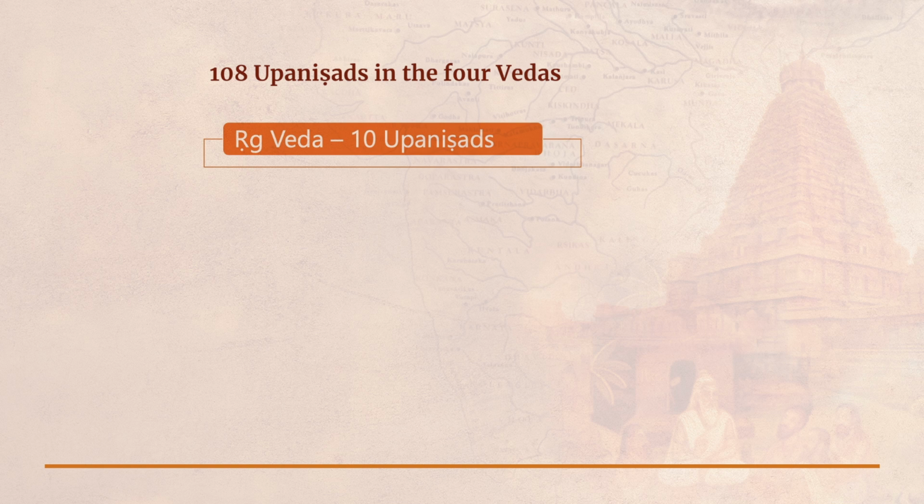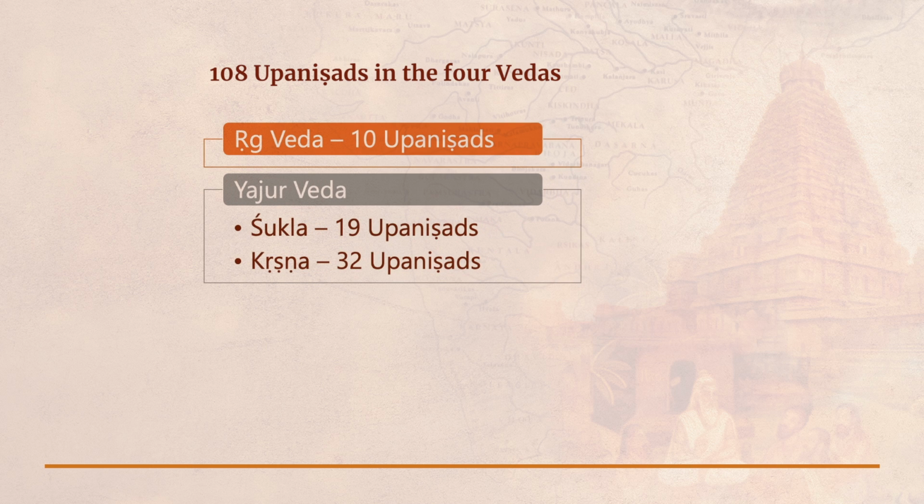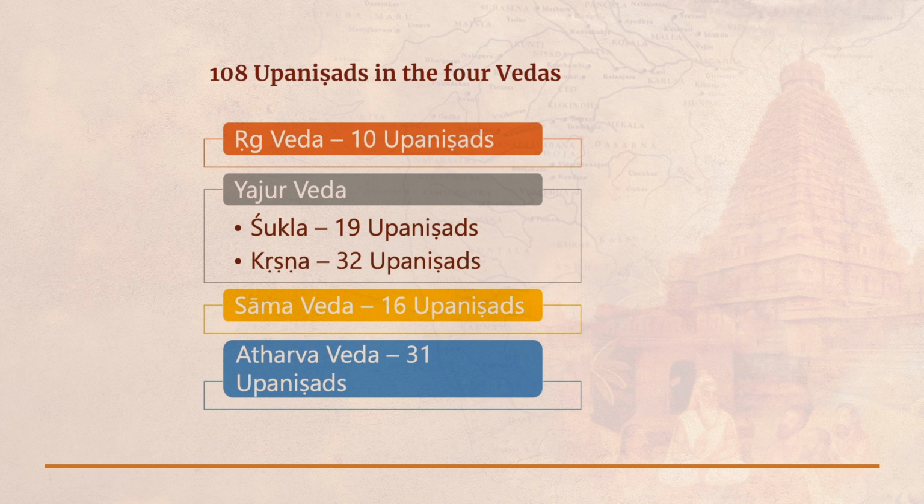The Rig Veda has 10 Upanishads out of the 108. The Yajurveda has 51, of which 19 are in Shukla Yajurveda and 32 are in Krishna Yajurveda. The Samaveda has Upanishads also there, and the Atharva Veda also has about 31 Upanishads, all of them adding up to 108. So that's how these Upanishads are classified.